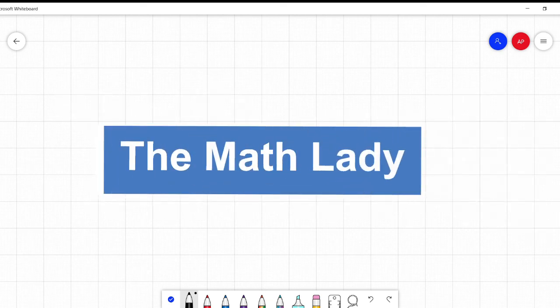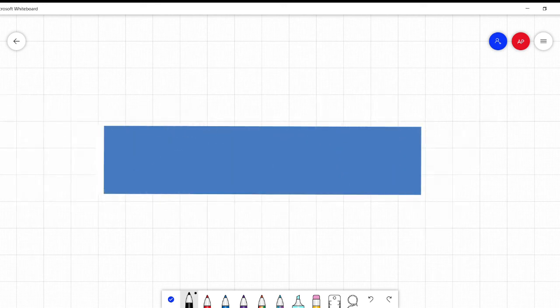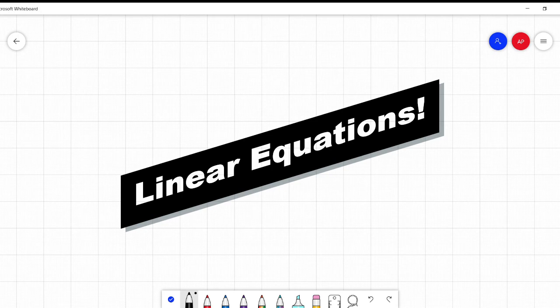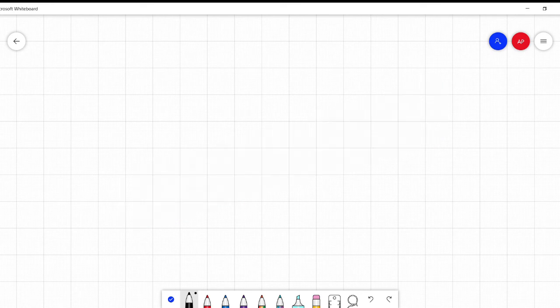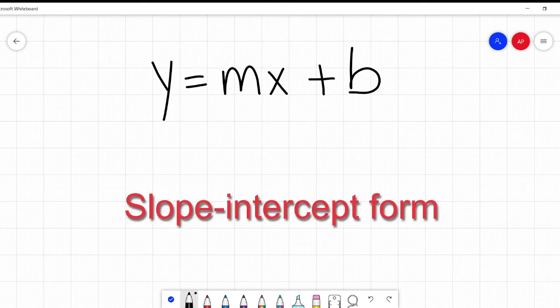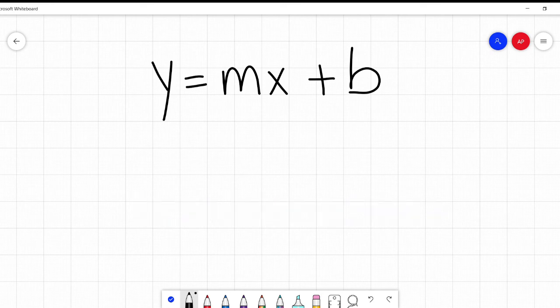Hello! So this is the Math Lady, and today we're going to talk about lines, specifically linear equations. This is something you will see over and over and over in algebra and in just math in general. And this right here is our number one format for a linear equation or a line. Lots of letters there, so let's break it down and say what exactly they are.